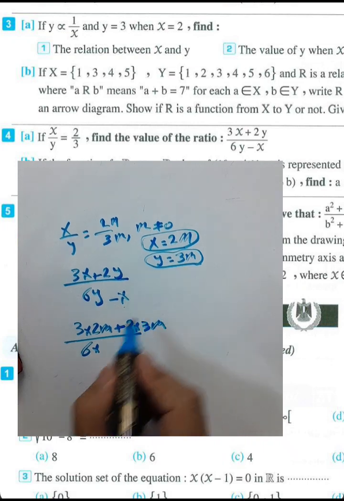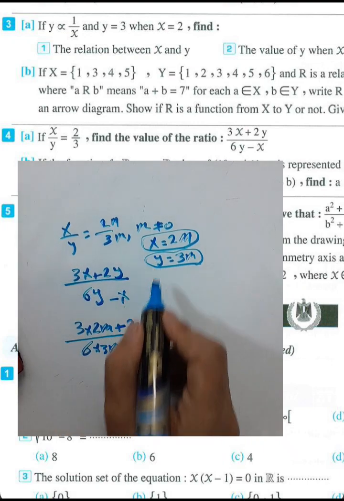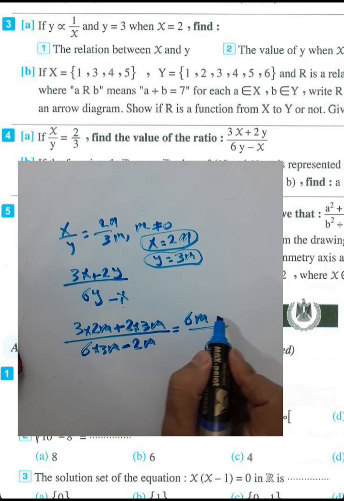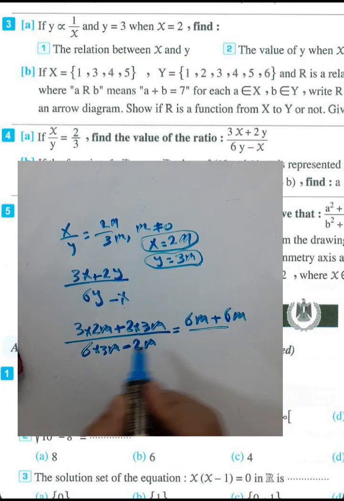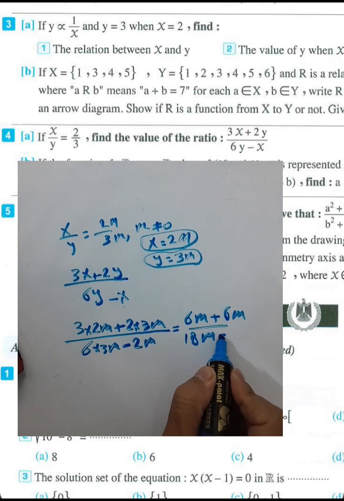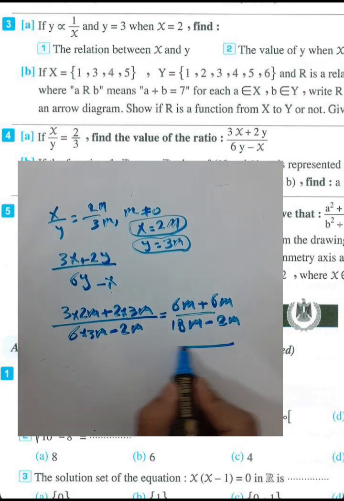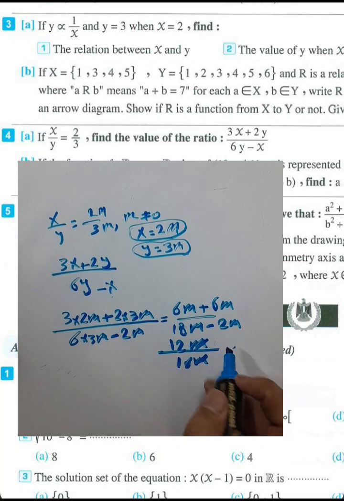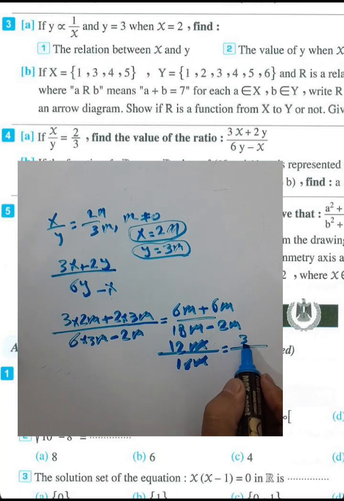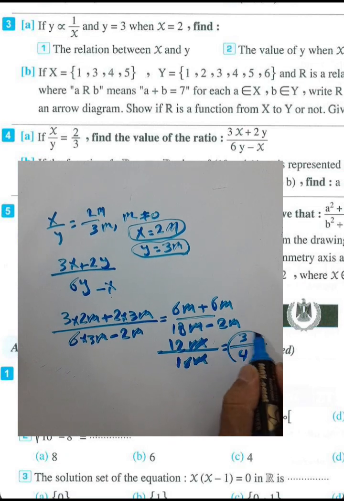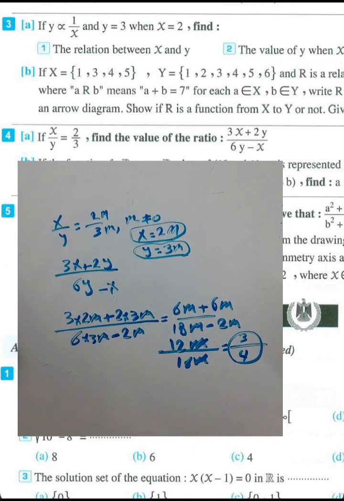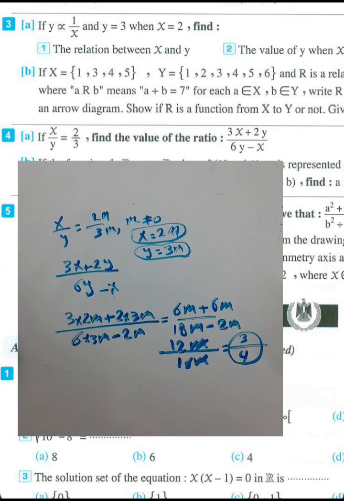3 times the value of x, 2m, plus 2 times y, 3m, over 6 times the value of y, 3m, subtract x, 2m. 3 times 2 equals 6, 6m plus 3 times 2 equals 6m. 3 times 6 equals 18m minus 2m. 6 plus 6 equals 12. 18 minus 2 equals 16. Simplify, 12 divided by 4 equals 3. 16 divided by 4 equals 4. The result here will be 3 over 4. Okay, that's the relation between them. Next example.